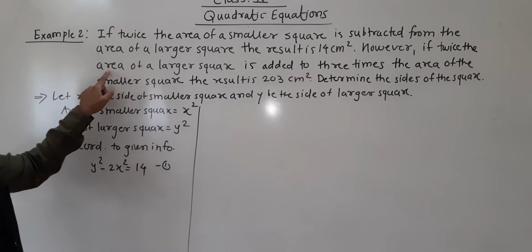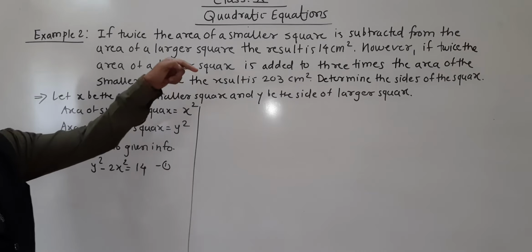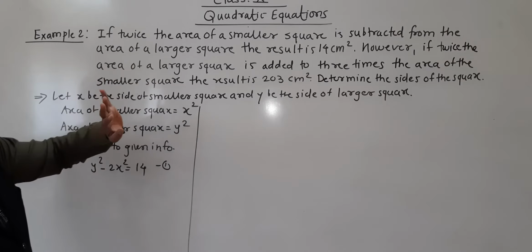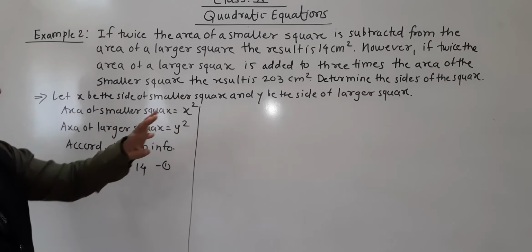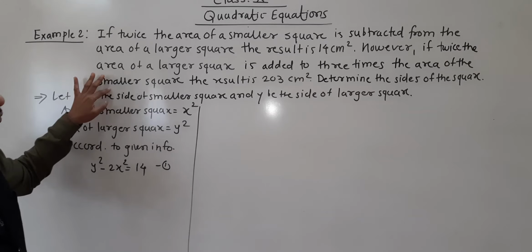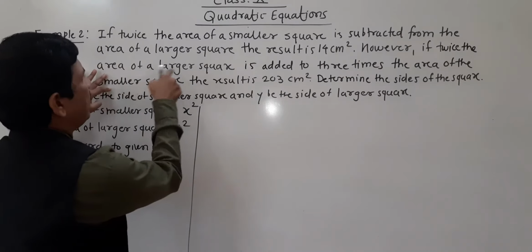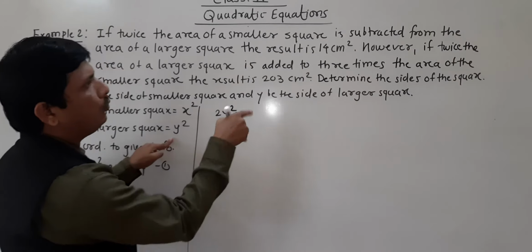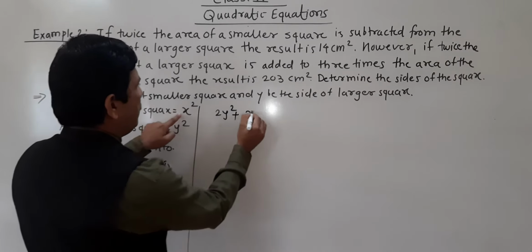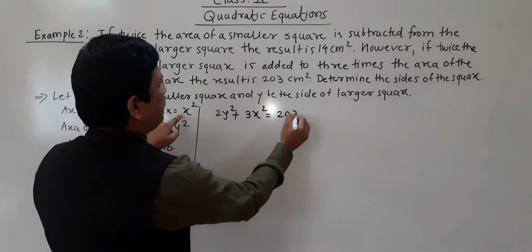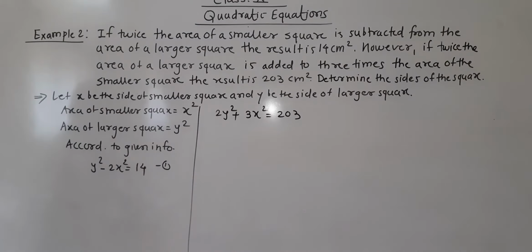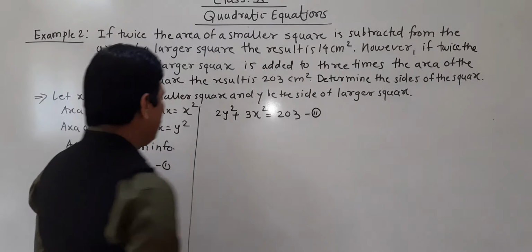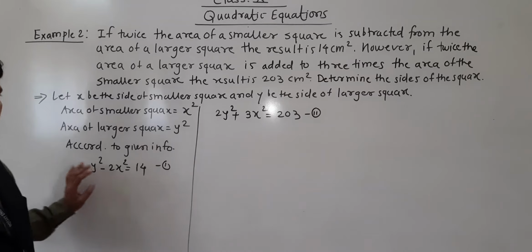However, if twice the area of the larger square is added to 3 times the area of the smaller square. Okay, see, twice the area of the larger square means 2y square, plus 3 times the area of the smaller square, so 3x square. That time the result is 203 centimeters square. Okay, so now as per the given information we have two equations. So now we can find out by substitution.